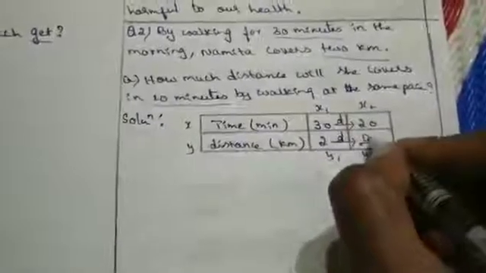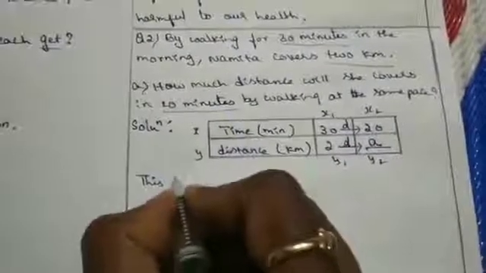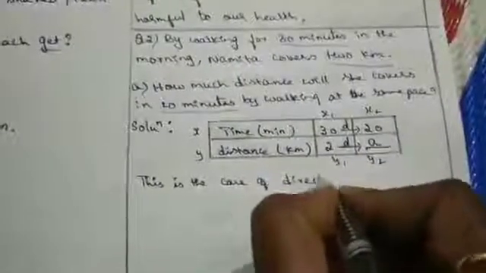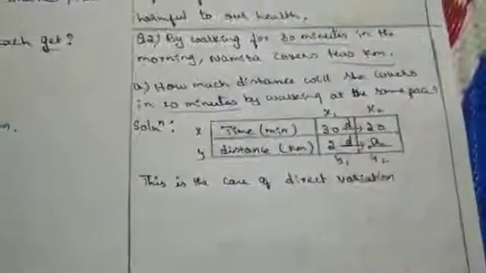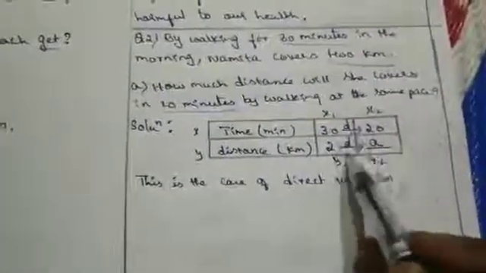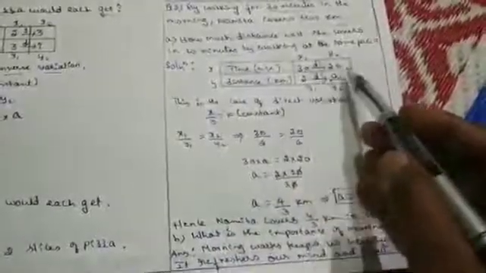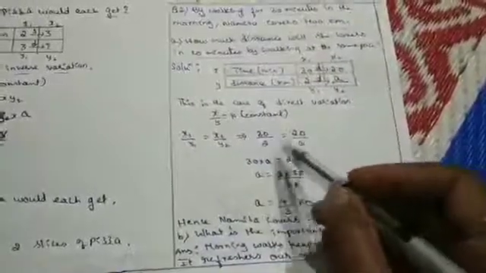Keep in mind the distance is in kilometers, time is in minutes. So we'll consider this as a. So write the sentence. This is the case of direct variation. In direct variation we know that both the quantities should be increasing or both the quantities should be decreasing. So x by y equal to k, constant. Then x1 by y1 equal to x2 by y2. Substitute the values. 30 by 2 equal to 20 by a. Then cross multiply. 30 into a equal to 2 into 20.